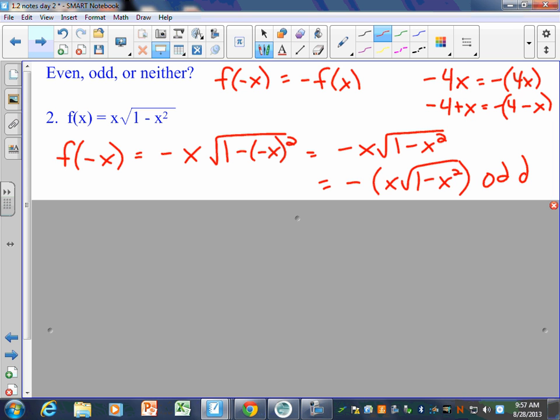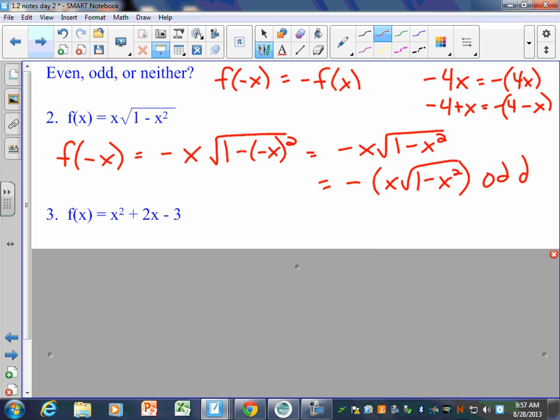So this one is odd. It doesn't look odd just by looking at it, but it is odd. That was the hard one. Let's do an easier one.